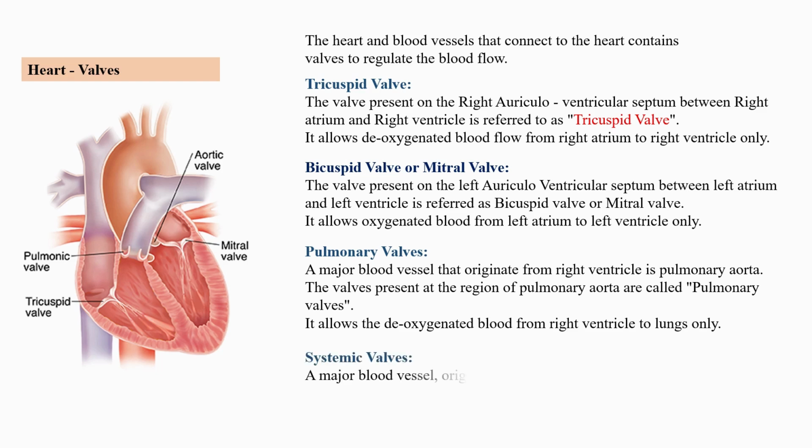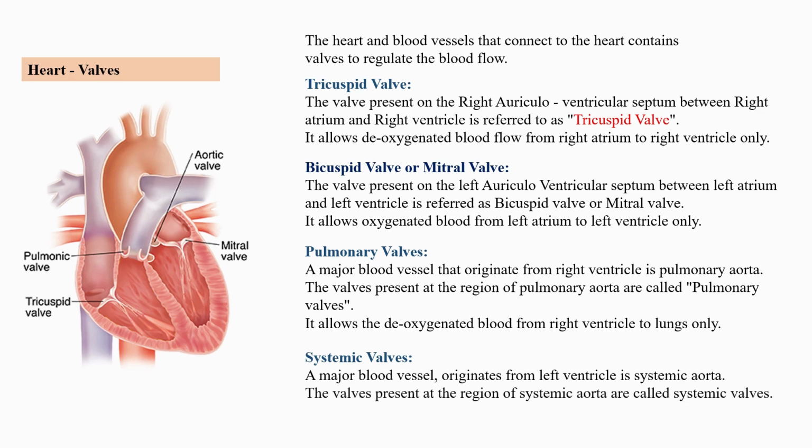Systemic valves. A major blood vessel that originates from the left ventricle is the systemic aorta. The valves present at the origin of the systemic aorta are called systemic valves. It allows oxygenated blood from the left ventricle to the body parts only.